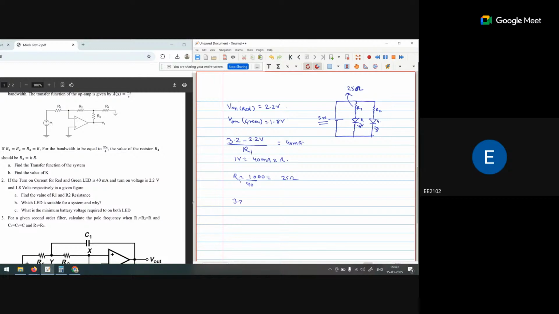Similarly for R2, it is 3.2 minus 1.8 volt divided by R2, that is equal to 40 milliampere. Okay, so R2 is what? 1.4 volt divided by 40 milliampere. So it is 1400 divided by 40. So this resistance value is 35. Okay.